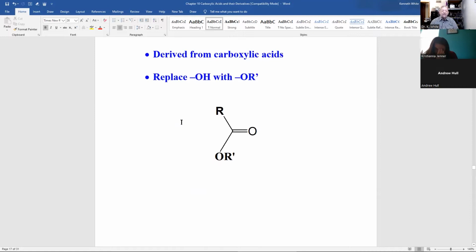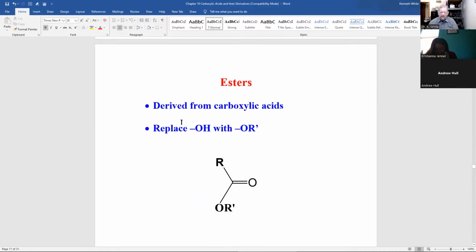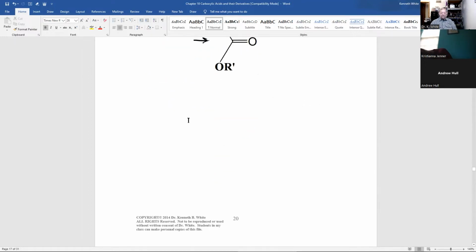Now, let's talk about an ester. An ester, which my software likes drawing this way, is made from a carboxylic acid where you replace the hydroxyl group with OR prime, oxygen with carbons on it. And this is called an ester.